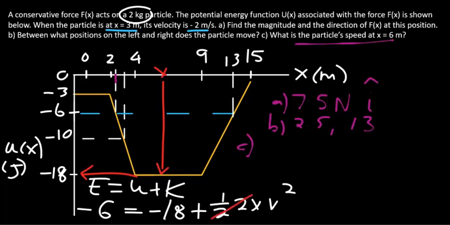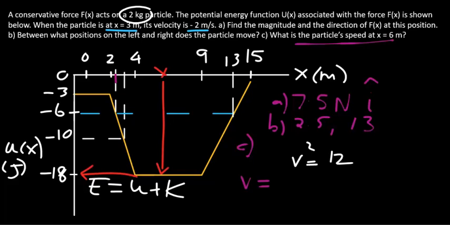Half times 2 is 1. Bring the 18 to that side, you get 12. So v squared is 12, which will give you a speed of 3.46 meters per second for the answer. And that solves the problem.